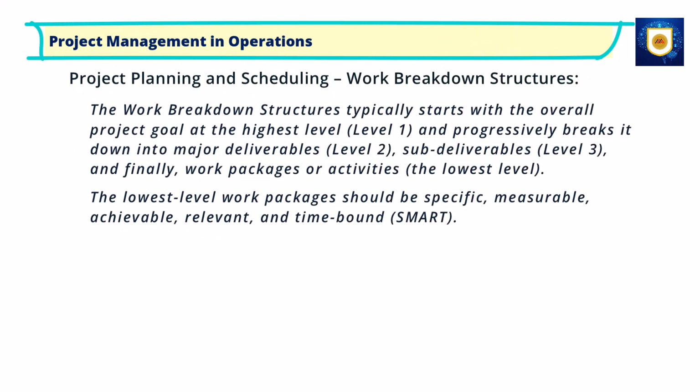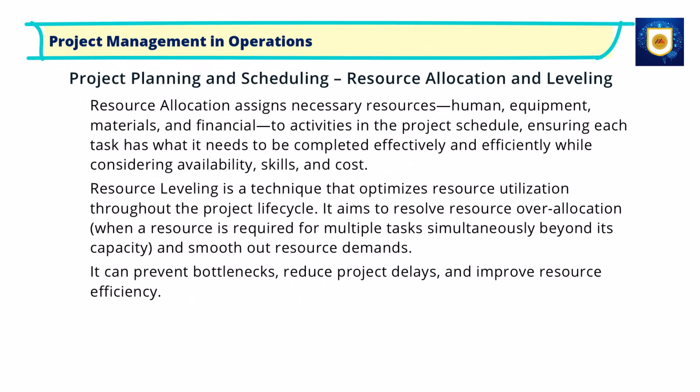The work breakdown structure typically starts with the overall project goal at the highest level. It progressively breaks it down into major deliverables, sub-deliverables, and finally, work packages or activities. The lowest level work packages should be specific, measurable, achievable, relevant, and time-bound. Project planning and scheduling, resource allocation and leveling.